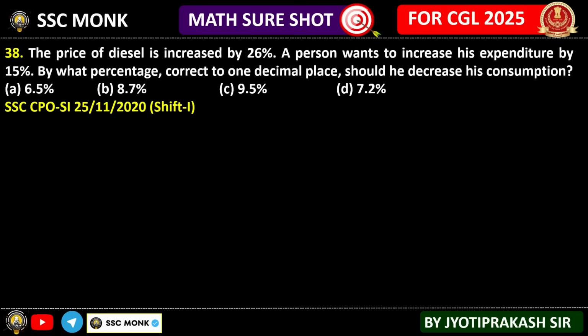Next. The price of diesel is increased by 26%. A person wants to increase his expenditure by 15%. By what percentage, correct to one decimal place, should he decrease his consumption? Now see, if you do not remember the formula, how should you do it? This is the old price, this is his expenditure. Previously, let's say 100 was the old price, this is the diesel price, this is his total consumption. Let's say that guy was consuming 100 liters, so total expenditure 10,000.